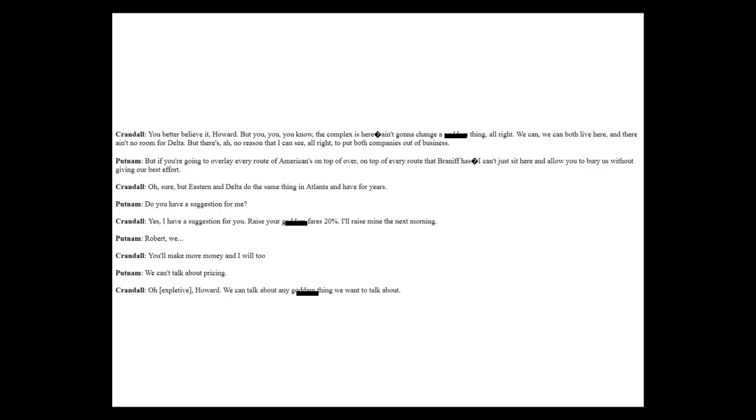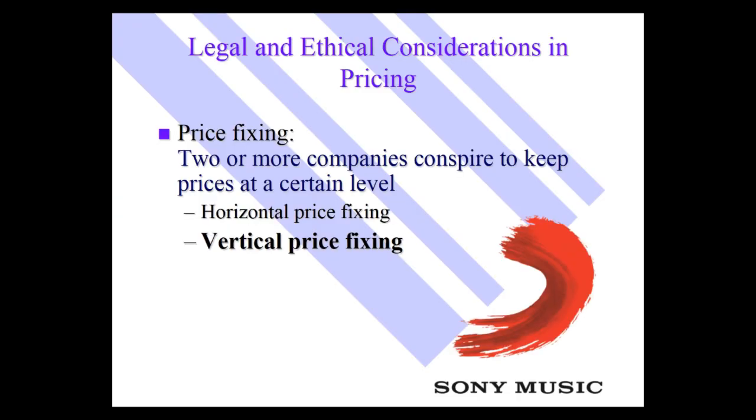Well, actually, no, they can't talk about pricing. That's illegal. That is horizontal price fixing. Two or more companies conspiring to keep prices at a certain level. And they were caught on tape talking about that. Now, an example of vertical price fixing occurred in the compact disc industry a few years ago. Sony Music and other record labels were found guilty of trying to force pricing through distribution. In other words, it wasn't competitors that were conspiring, but they were trying to force pricing through distribution.